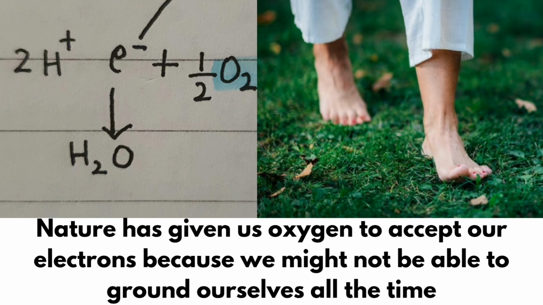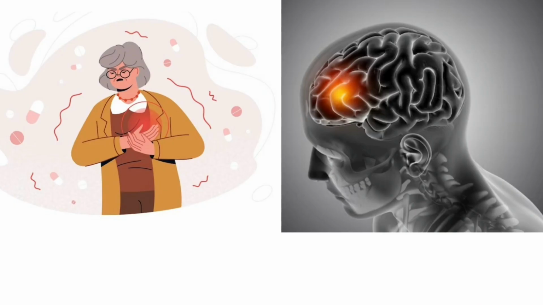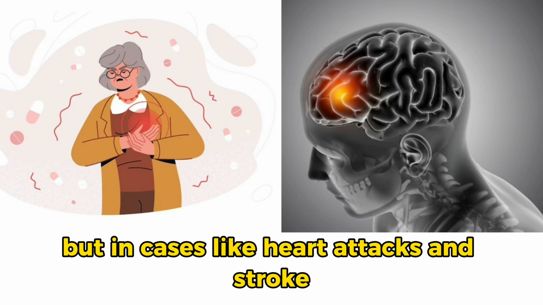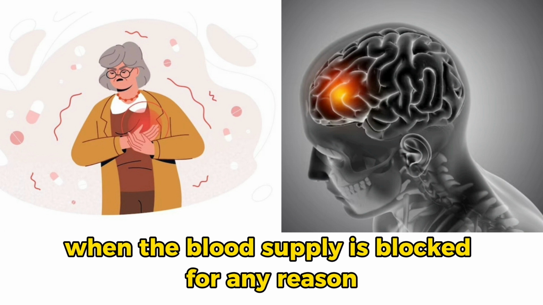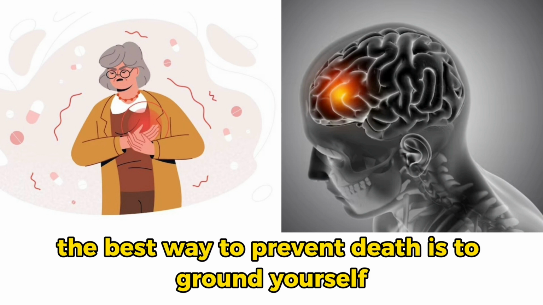Nature has given us oxygen to accept our electrons because we might not be able to ground ourselves all the time. So the air has oxygen which goes inside our lungs and takes the electrons. But in cases like heart attacks and stroke, when the blood supply is blocked for any reason, the best way to prevent death is to ground yourself.